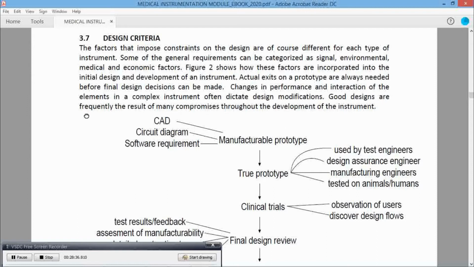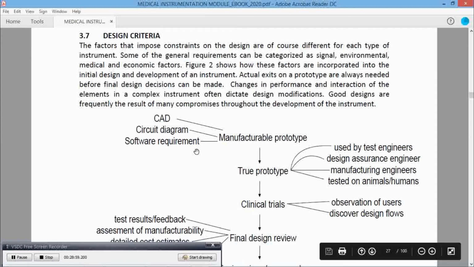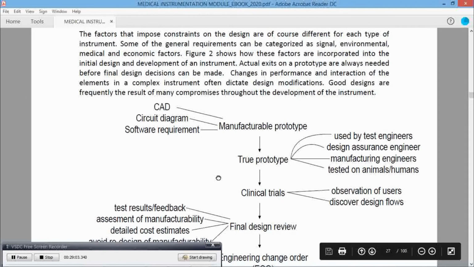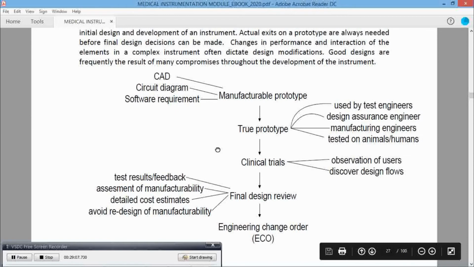Now, talking about design criteria, there are a few factors that impose constraints on the design, and of course they differ for each type of instrument. Some of the general requirements can be categorized as signal, environmental, medical, and economic factors. Later we will look at this figure, how these factors are incorporated into the initial design and economics in the design and development of an instrument.